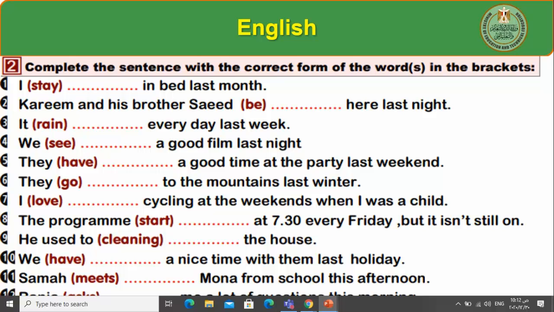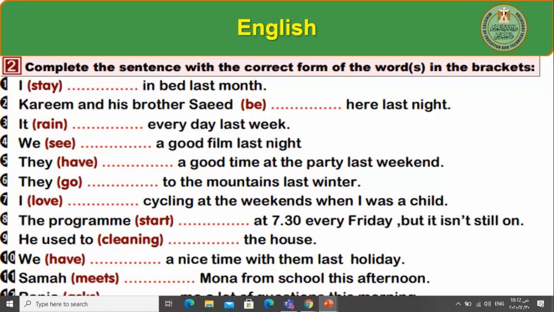يبقى حاجة في الماضي I loved، أضيف لها d بس. The program started at 7:30 every Friday but it isn't still on. بس ما عادش شغال، كان بيبدأ. انا جبت لك الموضوع ده منين؟ عشان أنا بشوف في ناس بتسأل على الشات عندنا دي جت ازاي؟ تمام. هو قال لك خلاص ما عادش شغال، but it isn't still on، ما عادش بيجي كل يوم جمعة الساعة 7:30. يبقى كان بيبدأ الساعة 7:30 في الماضي.